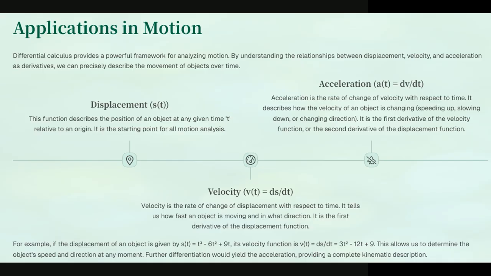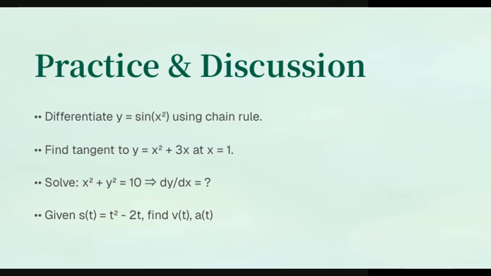If you're watching this, you can just take out the time to try these. So this is a differentiation here, which you're going to do with chain rule. We have a trigonometric function, y equal to sine x squared. You're also required to find the tangent to this function at x equal 1. If you don't know how to do that, it's covered in the video. You can just simply go back and look at the formula given. Solve x squared plus y squared equal to 10. Find dy/dx. And given s of t equal to t squared minus 2t, find v of t and a of t. Fantastic. So with that, we have come to the end of today's session.